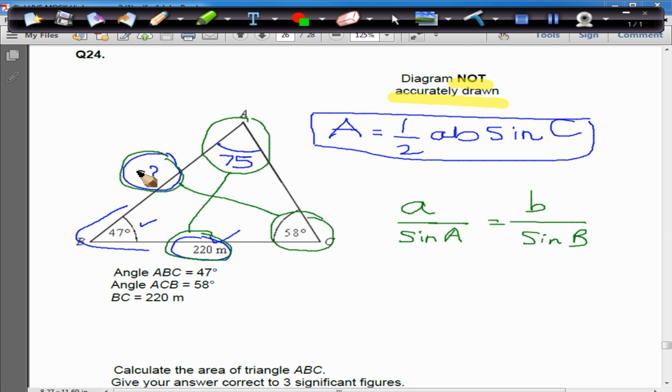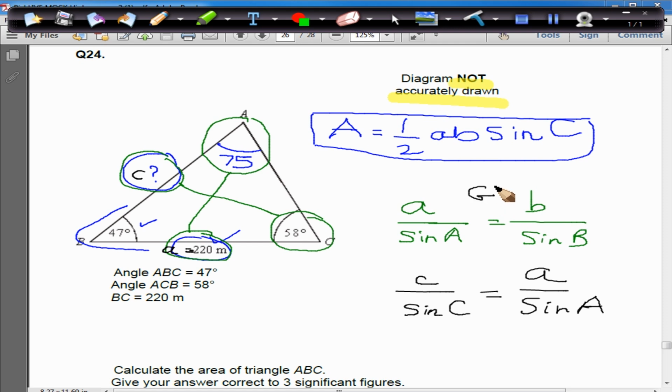So what's this side called? C. So we could say now c over sine of C, making it specific to our labeled diagram, is equal to, what's this? Little a. So that could be a over sine of A. That was the general formula, and this is now specific to our particular question. So we don't need this one anymore. I'm going to rub it out.